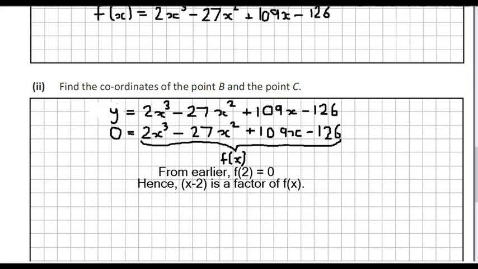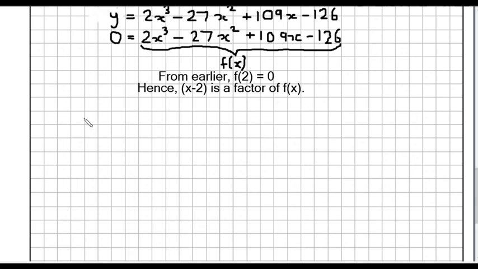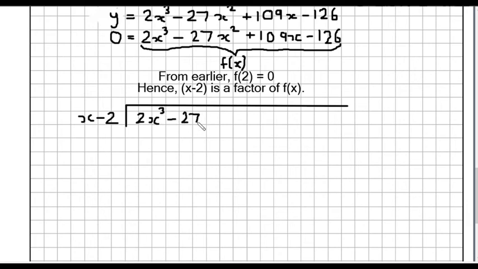So what we can now do then is, if x minus 2 is a factor of f of x, it'll divide into it evenly. So let's do that. Let's divide it in. So we're going to be dividing x minus 2 into f of x, so 2x cubed minus 27x squared plus 109x minus 126. So doing long division now, if we divide x into 2x cubed, we're going to get 2x squared. I'm going to put that above the x squared term there.